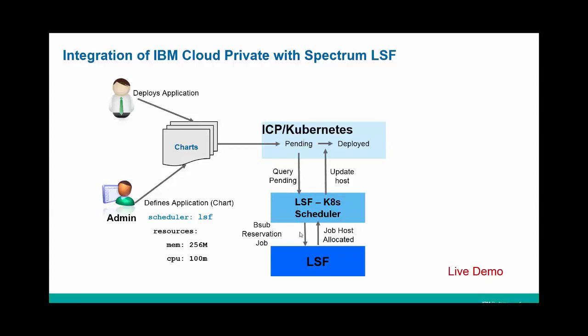When it finds one of those, it will submit a reservation job to LSF to reserve the resources, and secondly, to get LSF to tell it where those resources are allocated. Once LSF allocates those resources, we now know where to place the container. So we pass that information back to IBM Cloud Private or Kubernetes, and it completes the deployment process. I'm going to switch over now to my live environment and show you this actually running.